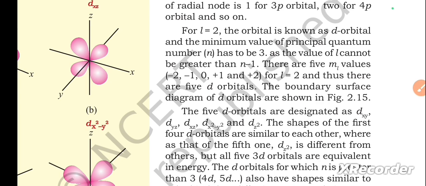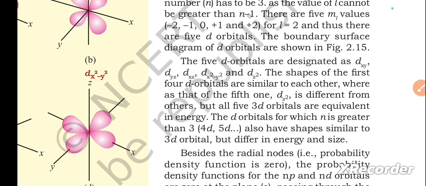For l equals 2, the orbital is known as d orbital, and the minimum value of principal quantum number n has to be 3, as the value of l cannot be greater than n minus 1. There are 5 ml values: minus 2, minus 1, 0, plus 1, and plus 2 for l equals 2, and thus there are 5 d orbitals. The boundary surface diagrams of d orbitals are shown in figure 2.15. The 5 d orbitals are designated as dxy, dyz, dxz, dx square minus y square, and dz square.